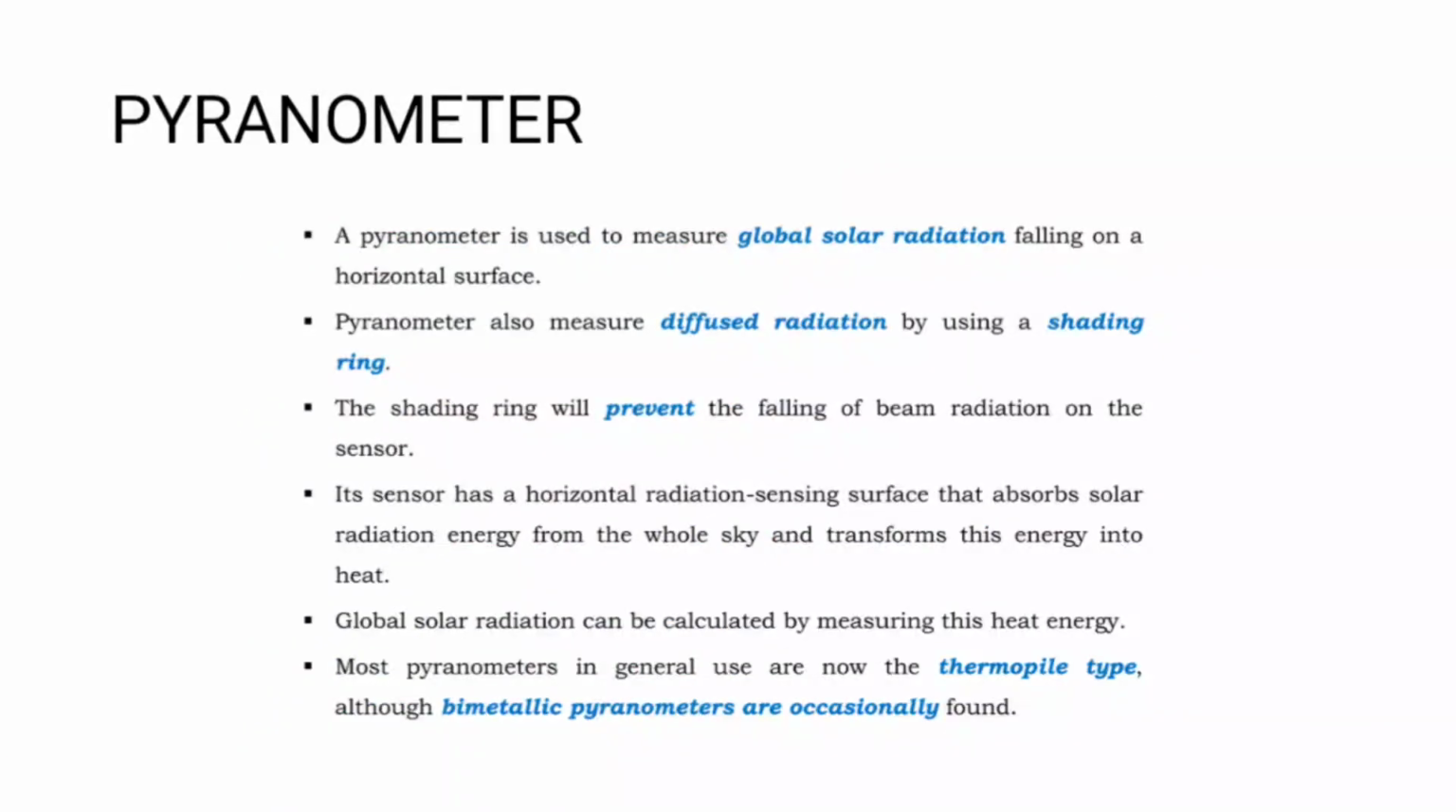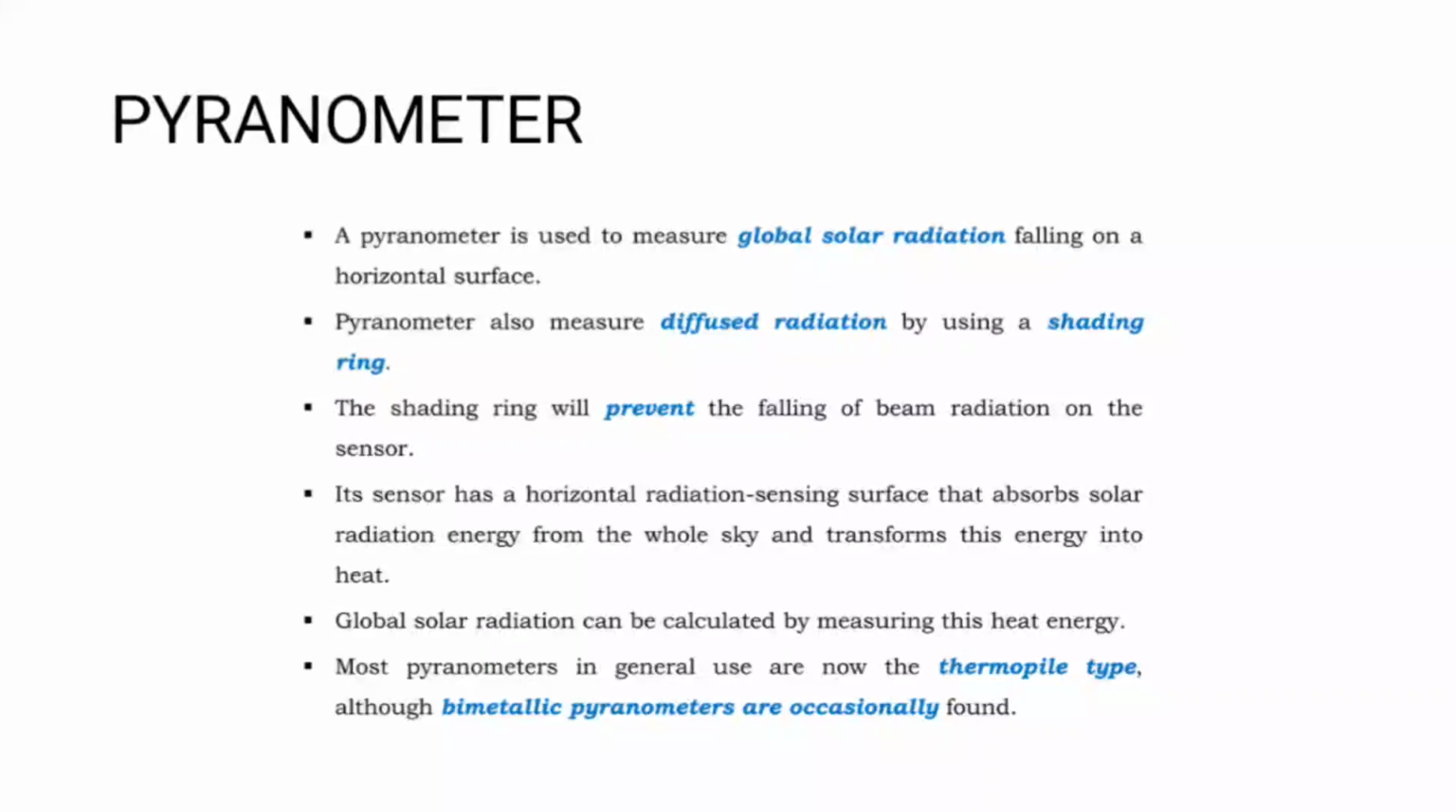The pyranometer is used for measuring the global solar radiation, which is falling on the horizontal surface. It can also be used for measuring the diffused radiation, not the direct radiation. We do this with the help of a shading ring. The shading ring prevents the direct radiation from falling onto the sensors, so this will give you a measurement of the diffused radiation. The global solar radiation can be calculated by measuring the heat energy. This can be of thermopile type.